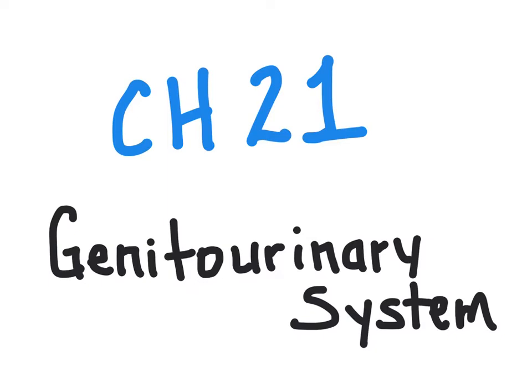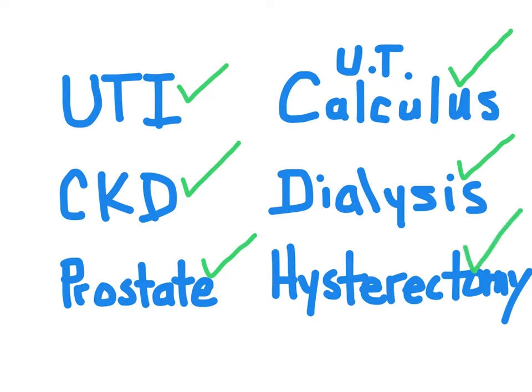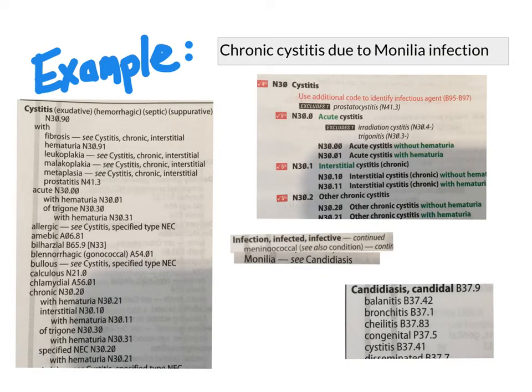This week we're going to talk about some helpful hints for Chapter 21, Diseases of the Genitourinary System. This chapter discusses some commonly coded conditions and procedures such as urinary tract infections, chronic kidney disease, prostate conditions, urinary calculus or a stone, calculi, stones, dialysis procedures, and we will briefly touch base on some hysterectomy procedure terms also. Let's jump right into some examples to code together.